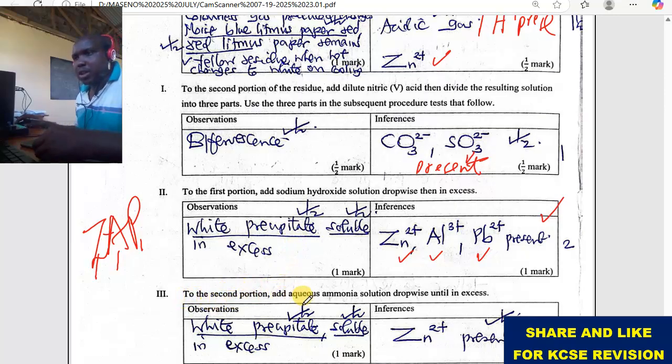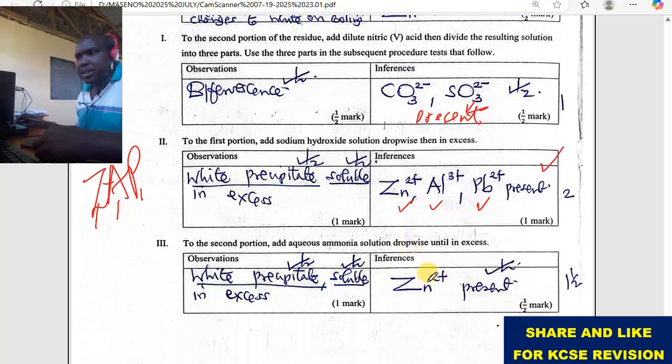Then to the second portion, add aqueous ammonia dropwise. Aqueous ammonia is specifically used to test for zinc ions. If it forms a white precipitate soluble in excess, then zinc ions are present. For this one, a white precipitate is formed soluble in excess. That confirms the zinc ions are present. Very important.